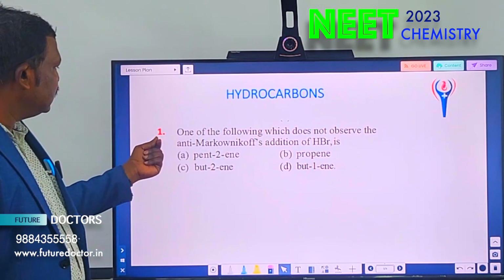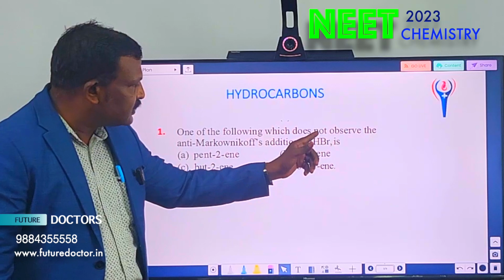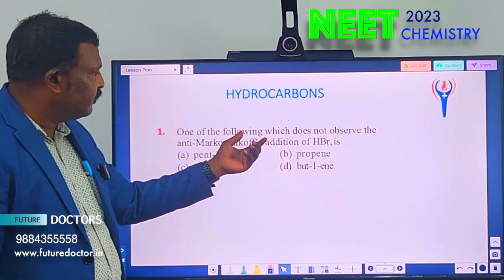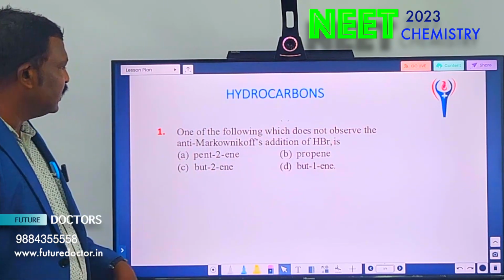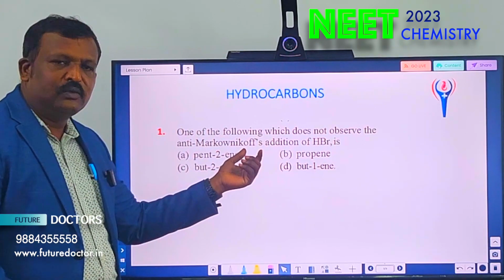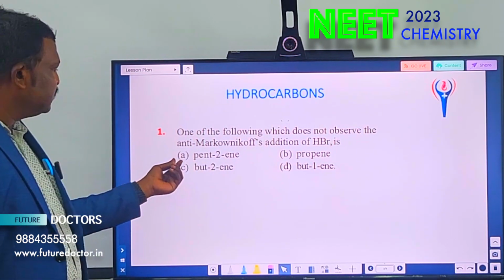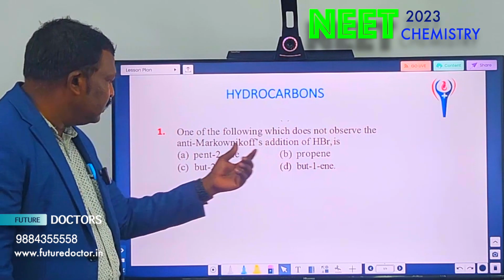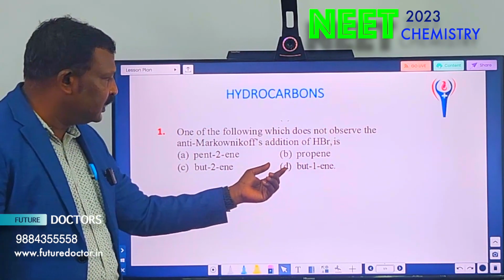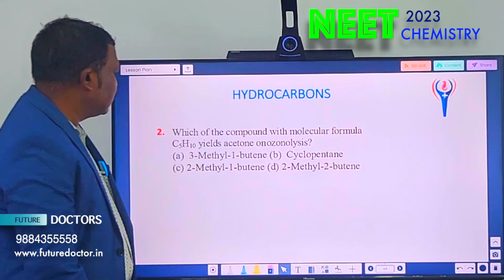The first question is: which one of the following does not observe anti-Markovnikov addition of HBr? They're asking which one will not undergo the anti-Markovnikov rule. Option A pent-2-ene, option B propene, option C but-2-ene, option D but-1-ene. Next one, question number 2.